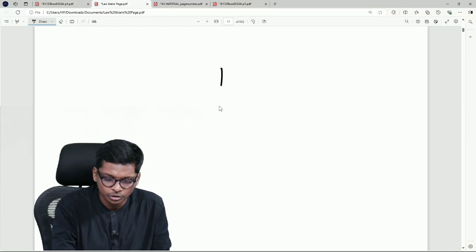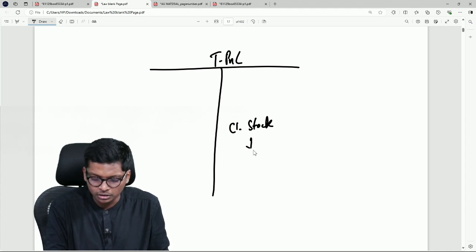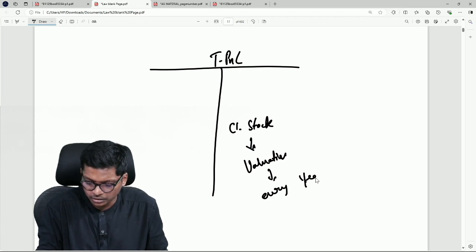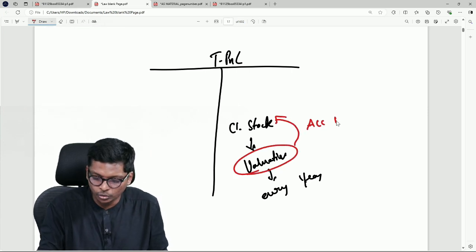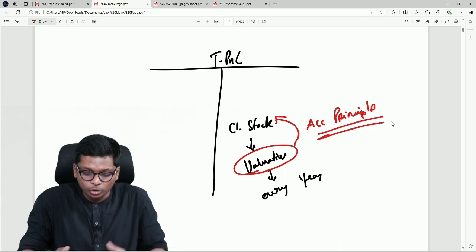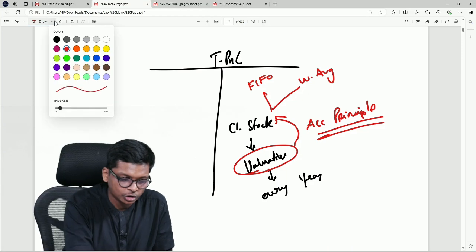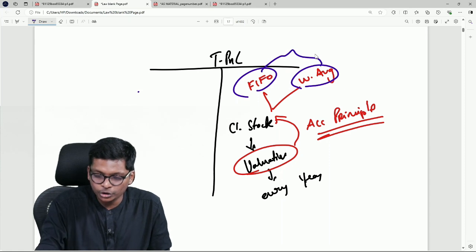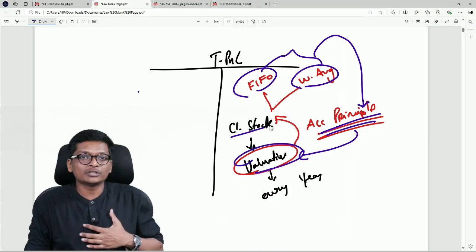Sir, I didn't understand. No problem. I know you didn't understand. Trading and P&L, closing stock valuation has to happen every year. So, valuation of closing stock is an accounting principle which you do every year. How to value closing stock? You either use FIFO or weighted average. So weighted average or FIFO is the method used to apply the accounting principle of valuation of closing stock.